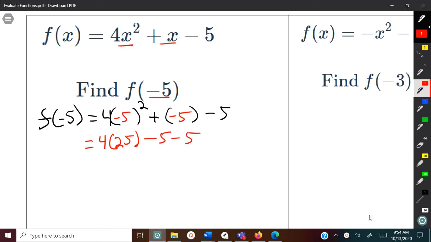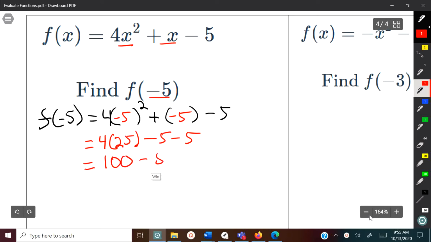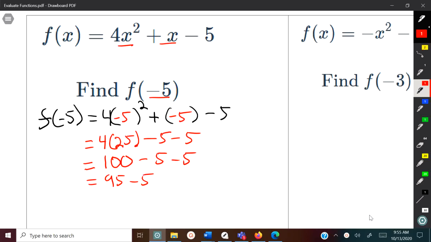Working from left to right here, we're going to do multiplication here. So 4 times 25 will be 100. Minus 5 minus 5. And then 100 minus 5 is 95. And then 95 minus 5 is 90. So f of negative 5 is 90.